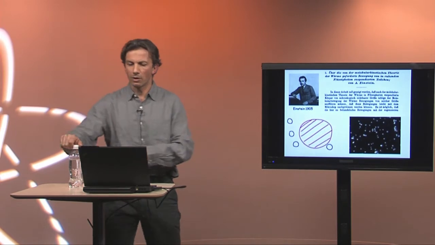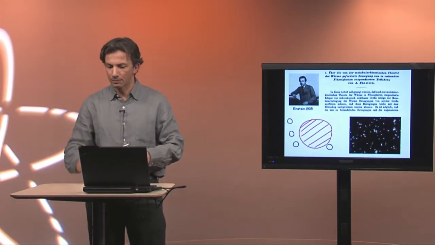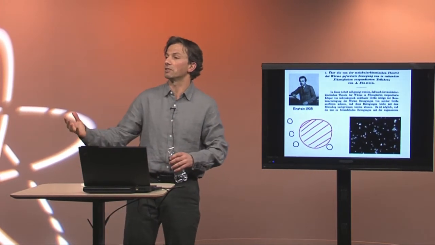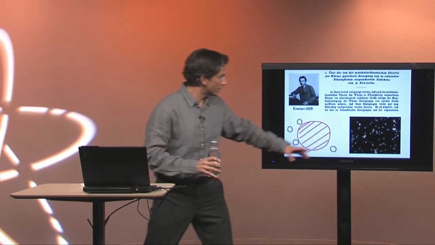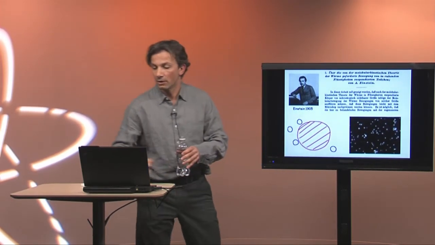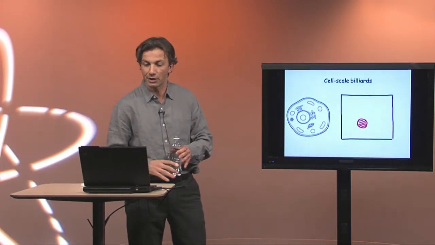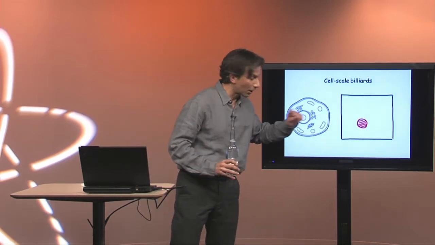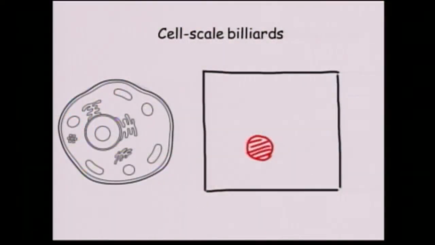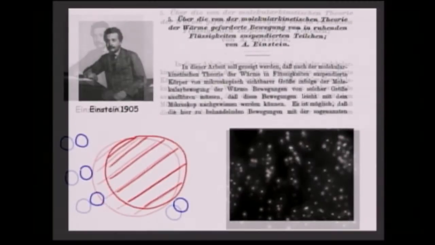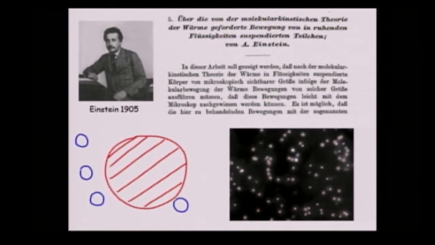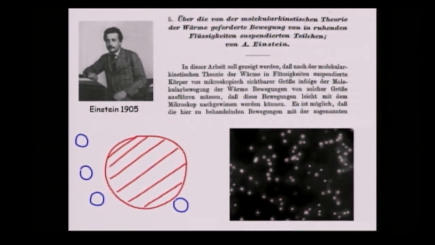Okay, so now we have Brownian motion. Now we have this idea that proteins, which are even smaller than these guys, these protein machines, which are smaller than these cells, their motion is irregular, that they're constantly jiggling around. Well, what does that have to do with expression of genes and cellular decision making?